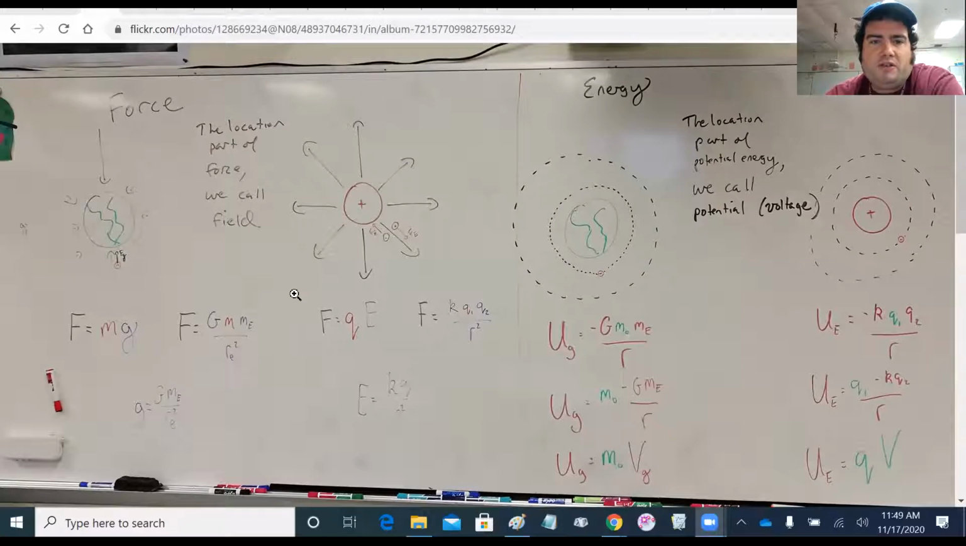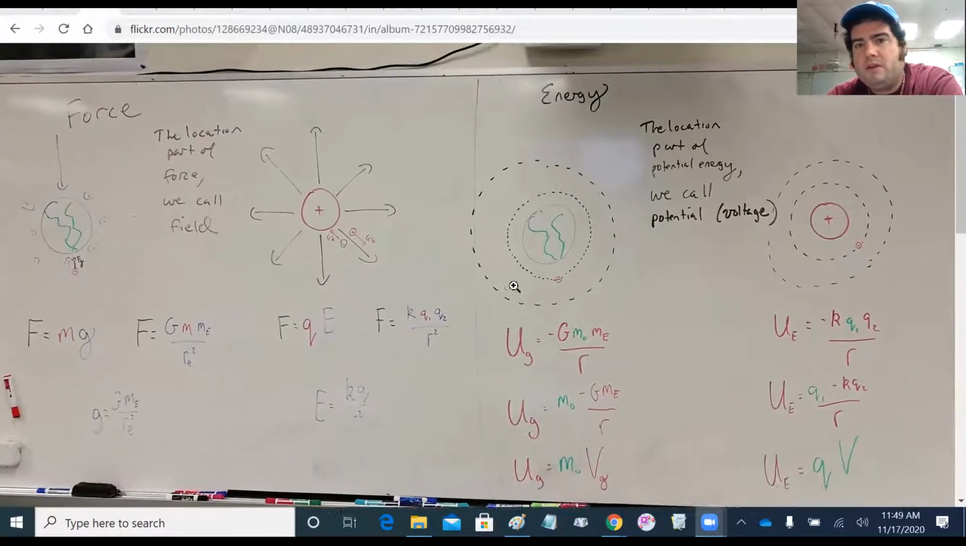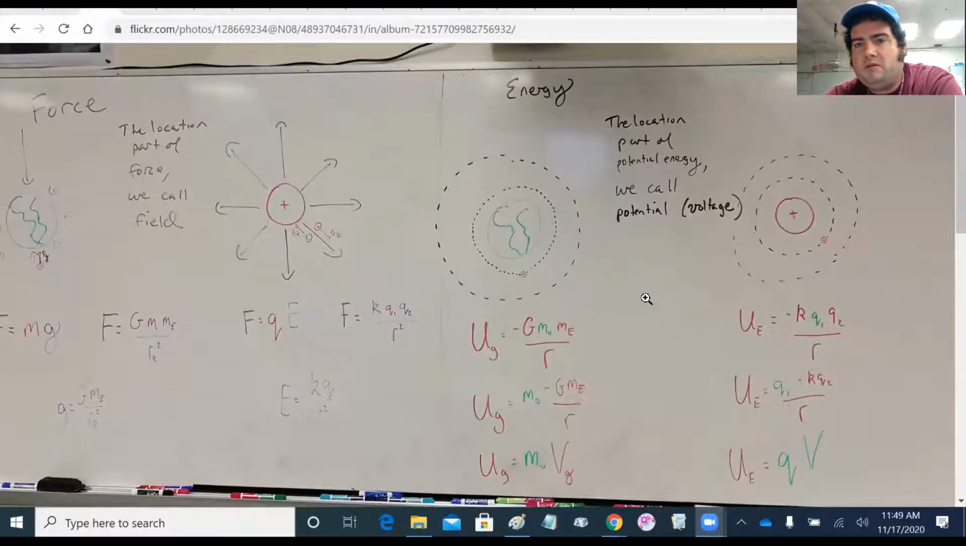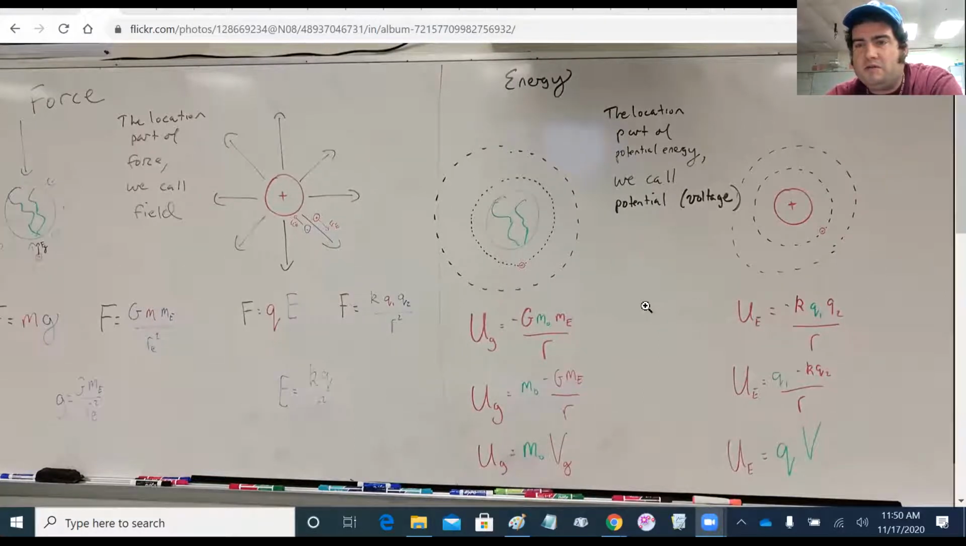In every force equation, which I've drawn in purple here, part of it depends on where you are and part of it depends on the specific object. And field is the part, either gravitational or electric, that depends on where you are. The same is true with something called potential and potential energy. I've drawn basically the equations for potential energy, and everything to do with location is in red and everything to do with the object is in green. So potential is the location specific part of potential energy.